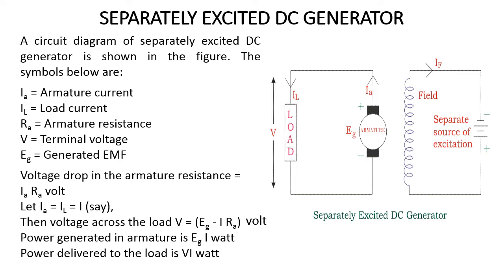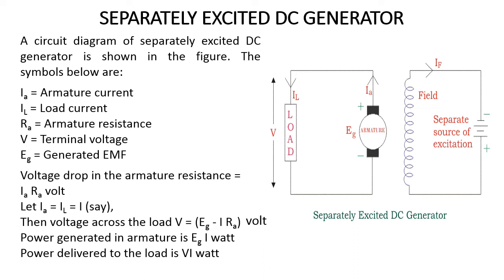Let Ia equal IL equal I. I am assuming this because the armature current and load current are both the same, and I am taking it as current I amperes. Then the voltage across the load is V equal to Eg minus I Ra volts. By using KVL, we get this equation: V equals Eg minus I Ra.